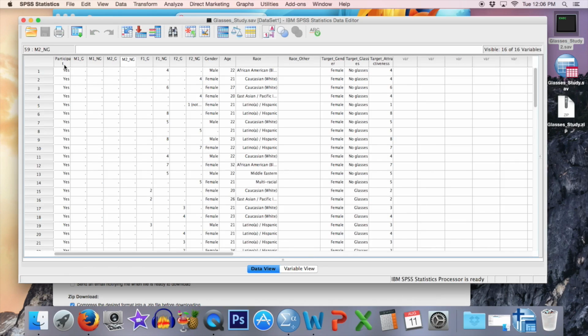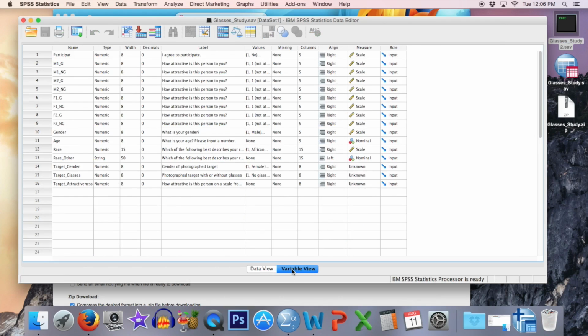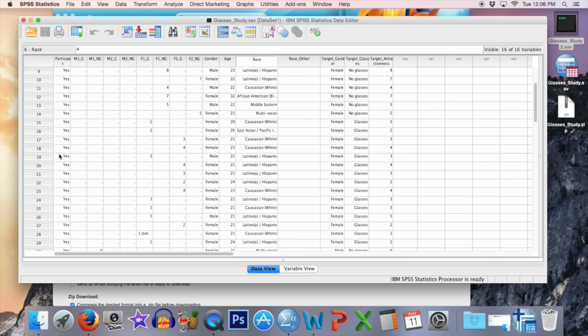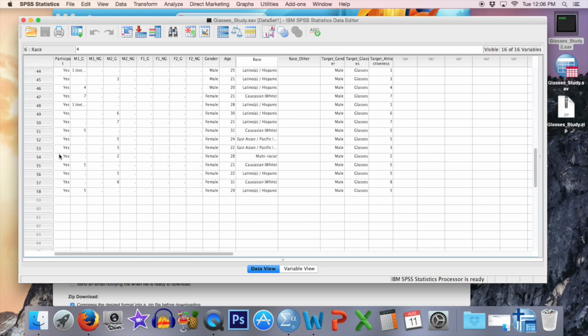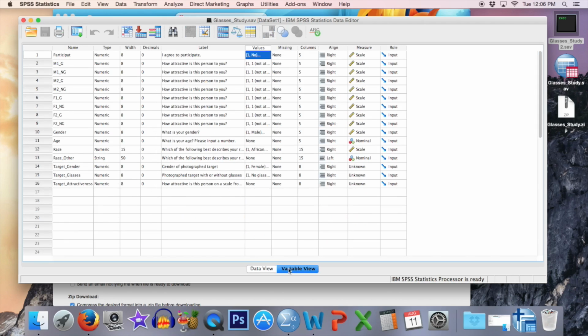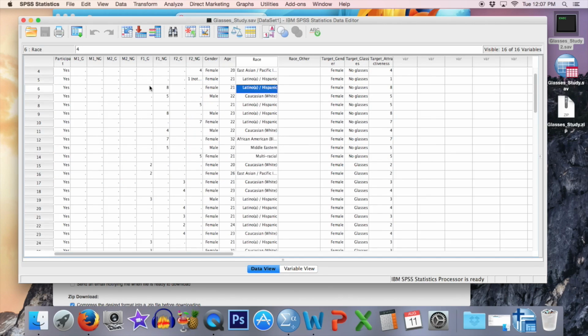But here are the original variables that were of importance to us. Let me go ahead and show you this in variable view. So the first one, participant, I agree to participate. We had no and yes. And for everybody that I'm including, or all the people that said yes, they saw one of the pictures, either men with or without glasses, or women with or without glasses, and they gave an attractiveness rating on a scale of 1 to 10. So everywhere where you see dots are missing data.